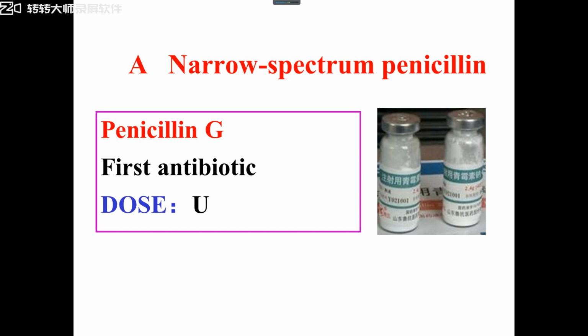Before we study penicillin G, we should use some professional terms to describe penicillin. Penicillin G, the first term is narrow spectrum. The second term is bactericidal. Penicillin G is the first antibiotic.